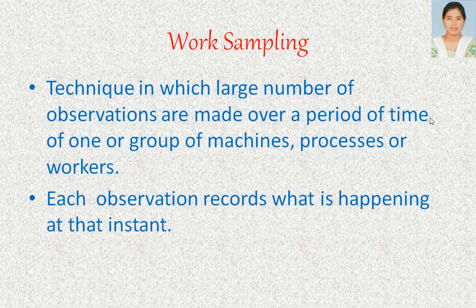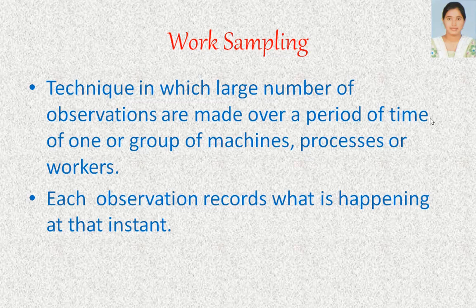Activity sampling is defined as a technique in which a large number of observations are made over a period of time of one or a group of machines, processes or workers. So in this technique we are going to calculate based on the large number of observations which are made over a period of time. It may be on a single person or a group of persons or group of machines or processes. So we are going to calculate based on the observations that are recorded over a period of time.